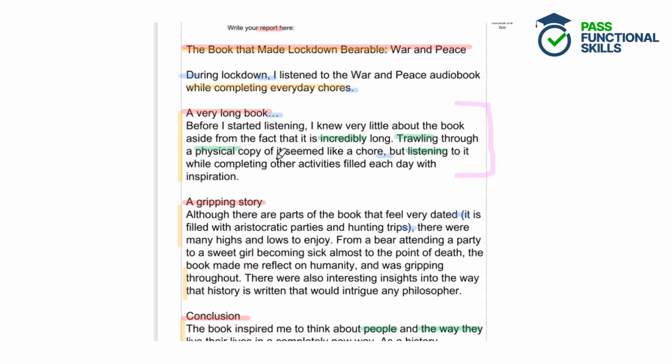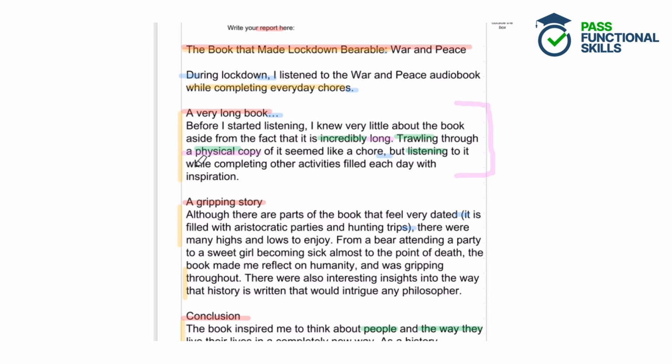So in this first paragraph, we've got, before I started listening, I knew very little about the book, aside from the fact that it is incredibly long. So we've mentioned that the book is long. And then the next sentence builds on this idea. So we've got, trawling through a physical copy of it seemed like a chore. So because it's a very long book, it would be very difficult to read a physical copy. So we've linked those two sentences together.